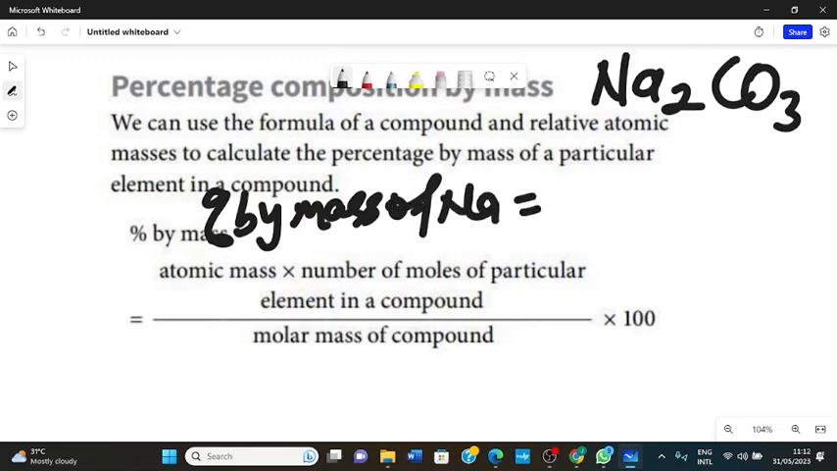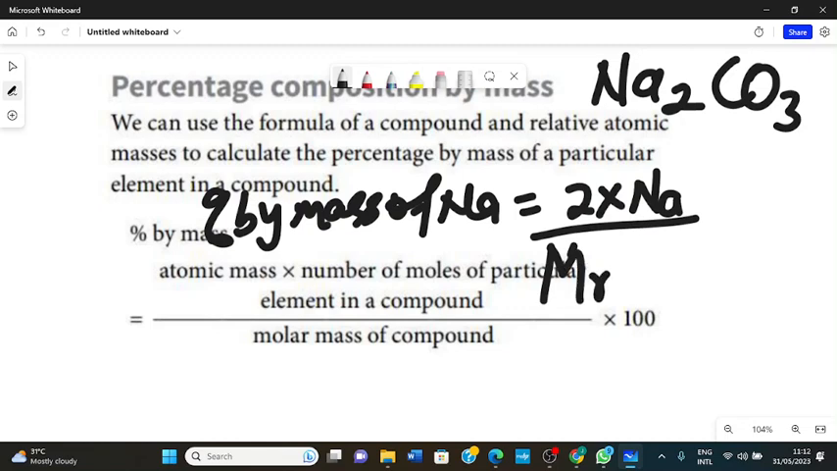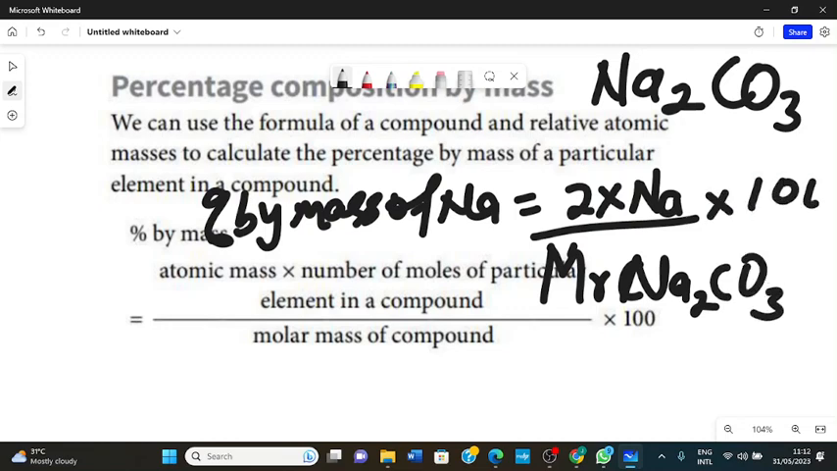So to calculate the percentage composition by mass of sodium, it will be equal to 2 times the relative atomic mass of sodium divided by the molar mass of sodium carbonate, multiplied by 100 over 1. So that is that.